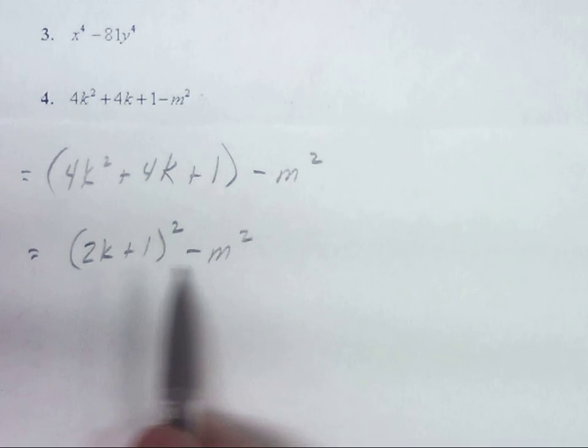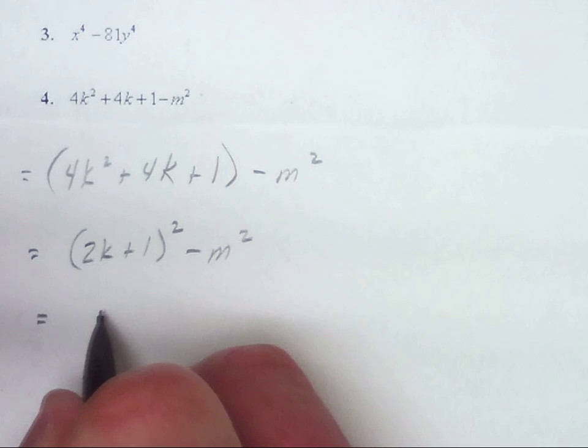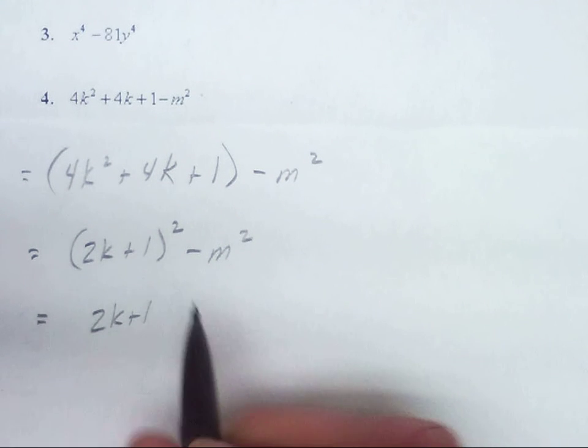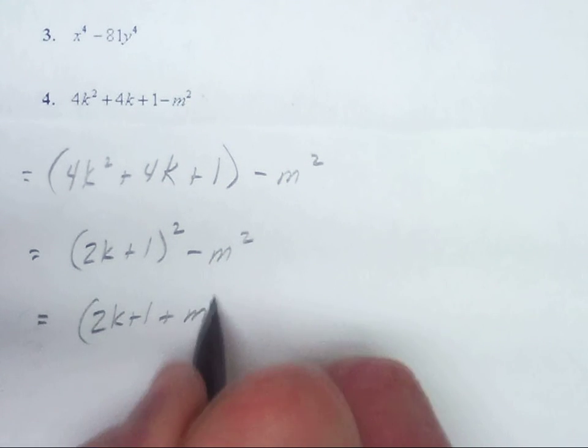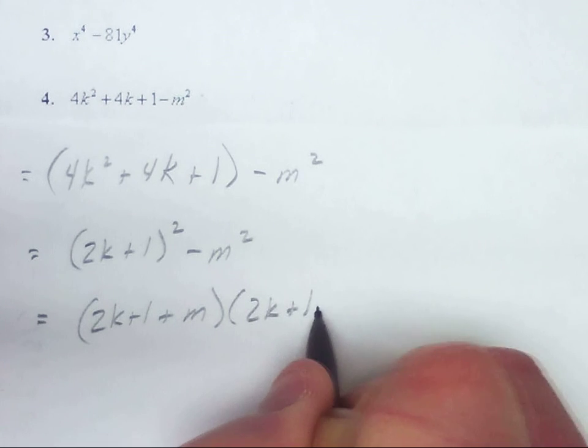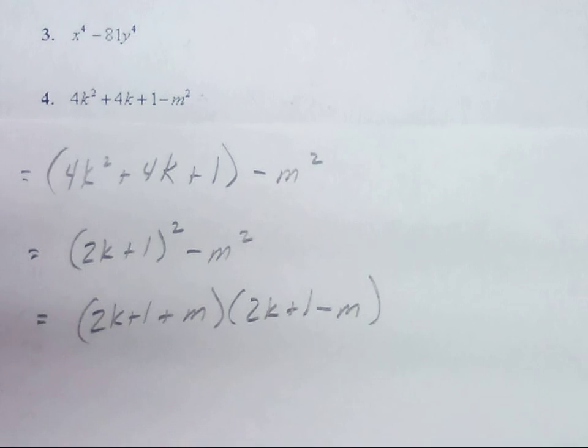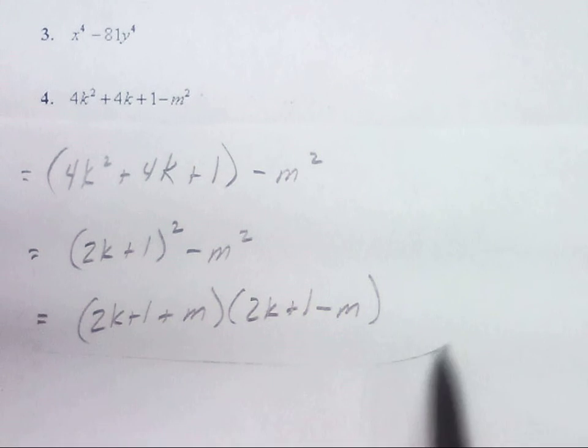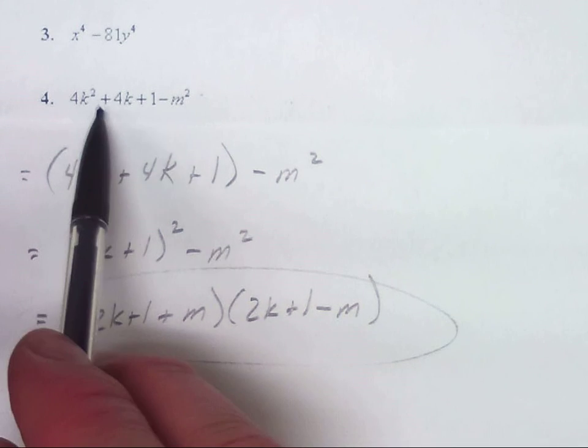Now I need to recognize that this is the difference of perfect squares. So I can factor it to the square root of the first term plus the square root of the second term times the square root of the first term minus the square root of the second term. So this is the prime factorization for this expression.